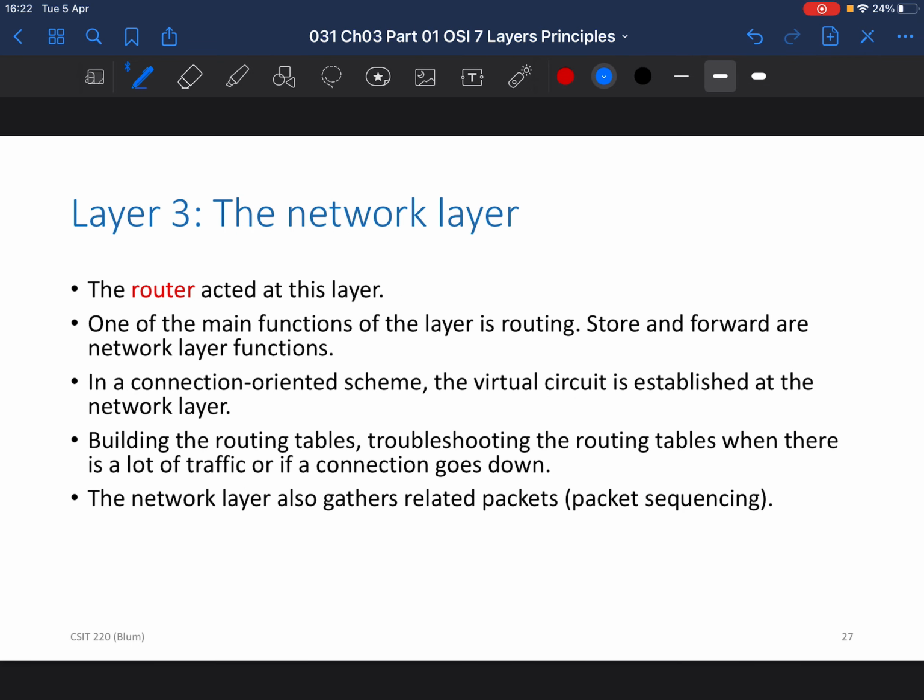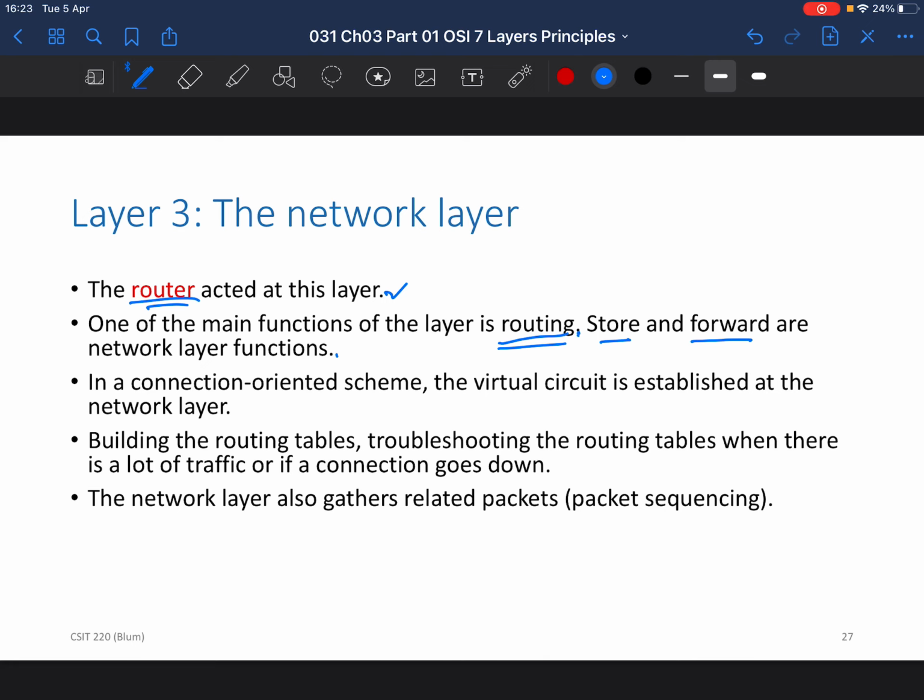Layer number 3 is the network layer. In this layer, we can find a router. One of the main functions of the layer is routing. Store and forward are network layer functions. Routing sometimes relates to store and forward, which is a function in the third layer, called the network layer.